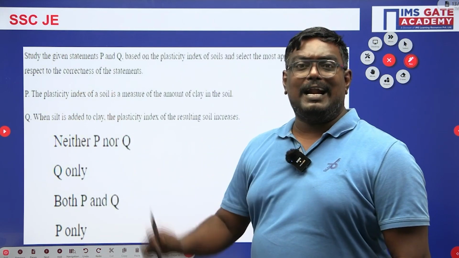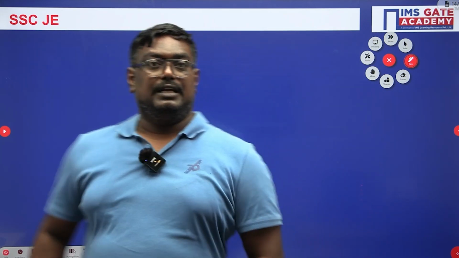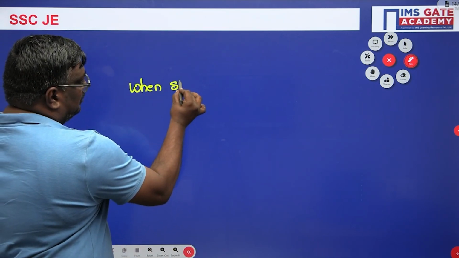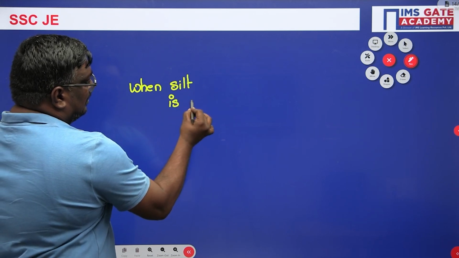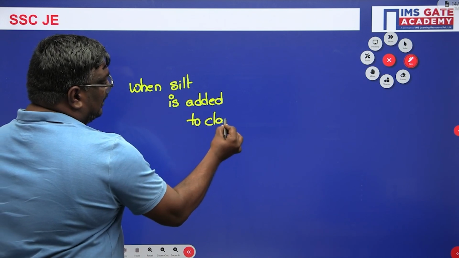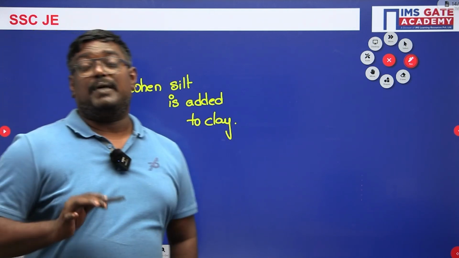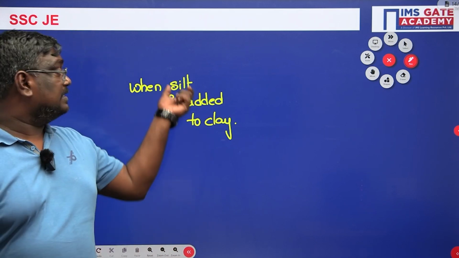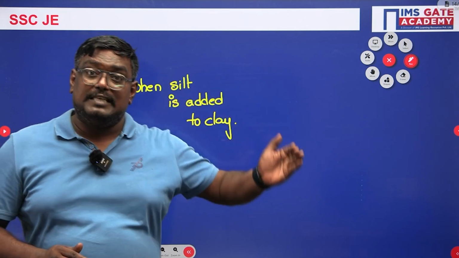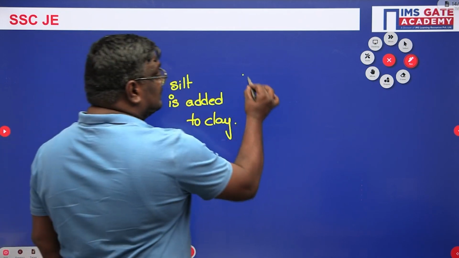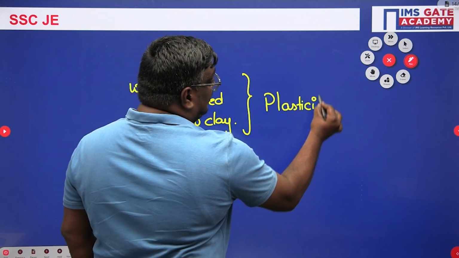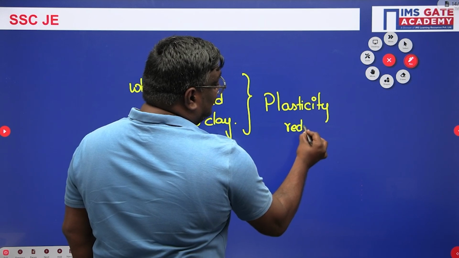Now when silt is added to clay, let me tell you my dear students, see here what he is telling. Usually coarser particles have less plasticity. So clay has more plasticity when compared to silt. So when silt is added to clay, the plasticity will be reduced. My dear students, you should understand here, plasticity will not be increased, plasticity will be reduced.